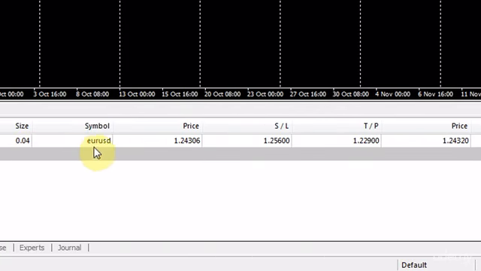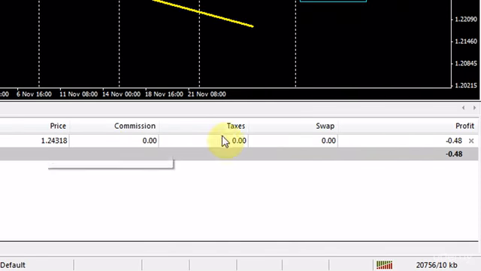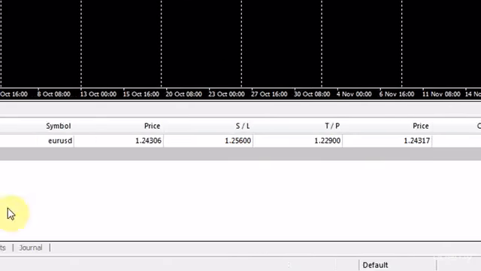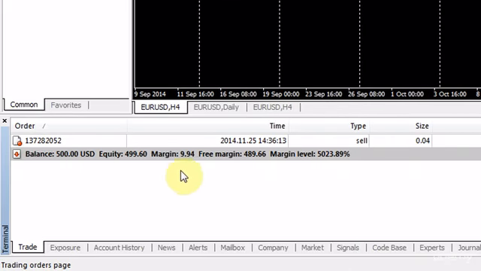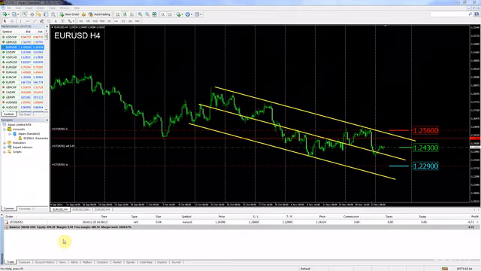Symbol is euro-dollar. The price is that, the price at which the order was open. Stop loss, take profit as specified. This price is the current price. Commission, taxes, and swap. And our current profit's a bit negative. That's because of the spread. Here you've got information, equity, margin, free margin, and balance. So that sums it up for today. We're going to leave the order for a few days and then come back and see how it went. Hopefully it would have closed at take profit by then.